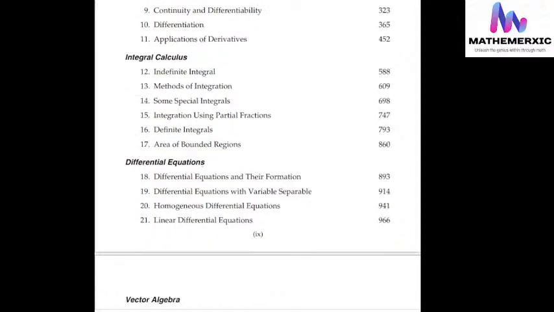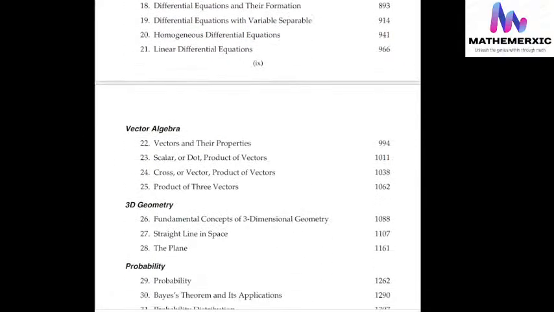Definite integrals obviously will have limits for that. Area of bounded region. So we generally have area of a bounded region between a line and the x-axis, a curve and the x-axis, then between two curves, and between two curves and the x-axis is also there. Then after that, differential equations and their formation. This is the basics of that. Differential equation with variable separable. Again, slightly more depth we are reaching here. Homogeneous differential equation, just a category, and we will also study linear differential equations.